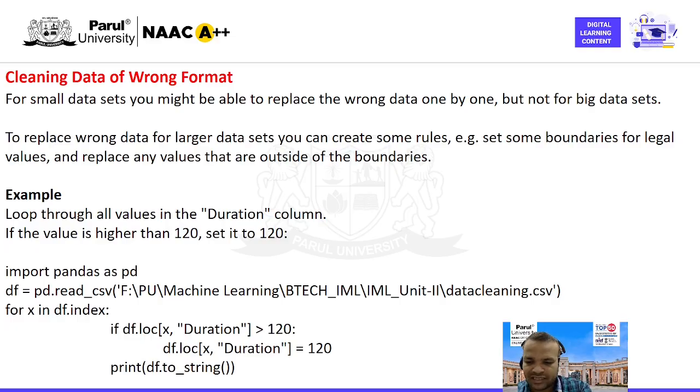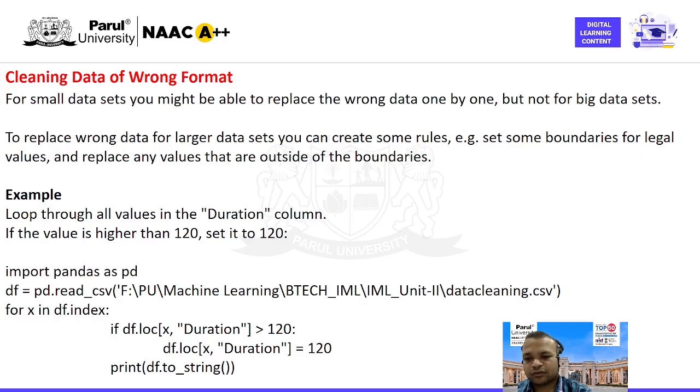Okay, so if df.loc[x, "duration"], df.loc with x is having index, where the duration column we want to search, duration greater than 120. Okay, try to understand this logic. If df.loc, that means location where we want to store the location in an x variable. Okay, in which column? Duration column.